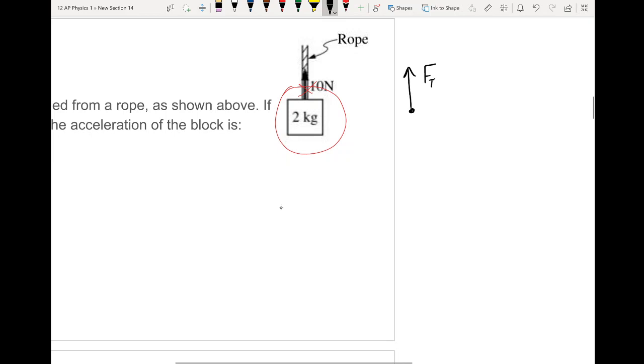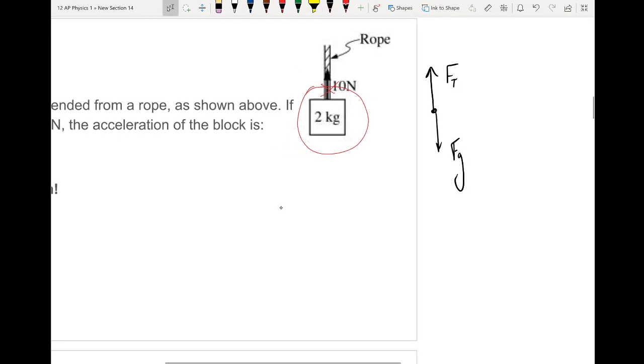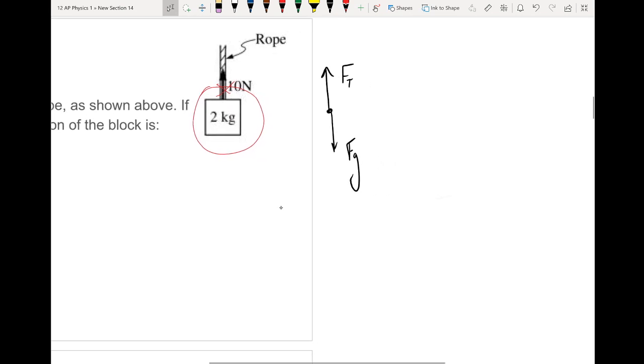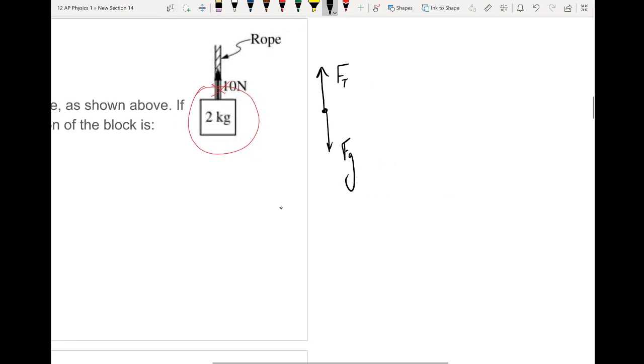And then the only other force acting on it is the weight force. So we have this downwards force of gravity. Okay, cool. So now I can write Newton's second law. I can say my net force equals mass times acceleration. I'll stick to this convention.